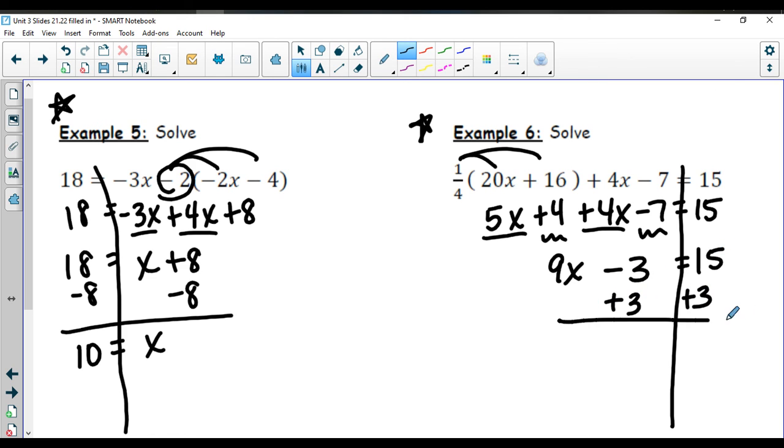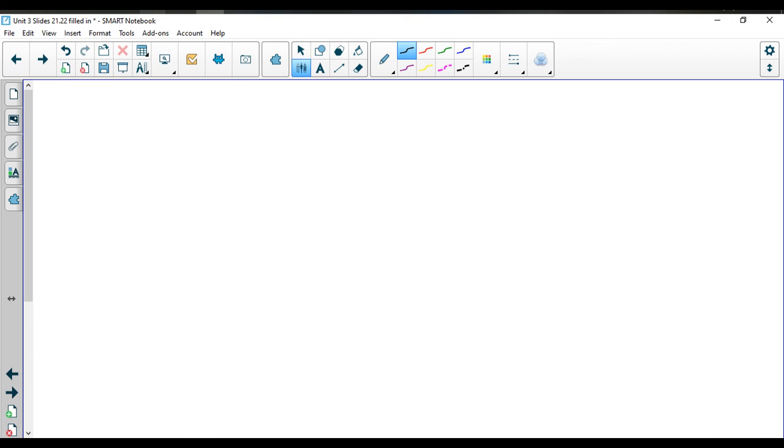Add 3 to both sides, and we get 9x is equal to 18. Divide through by 9, and we get x equals 2. All right, and that wraps it up for this lesson.